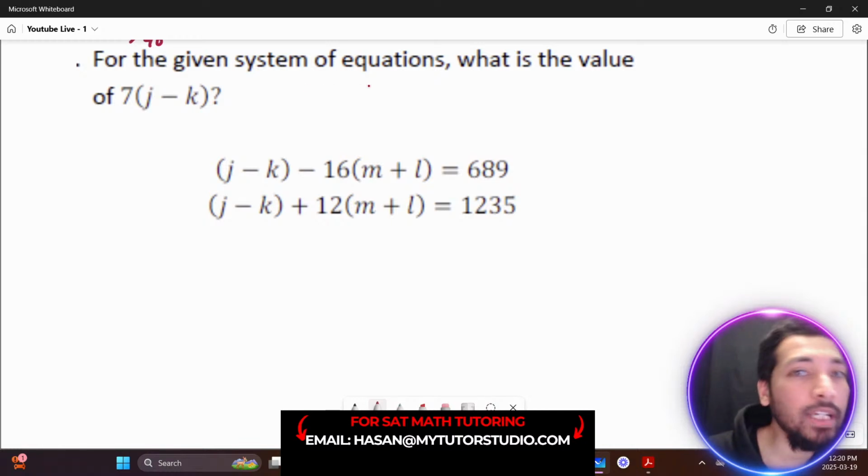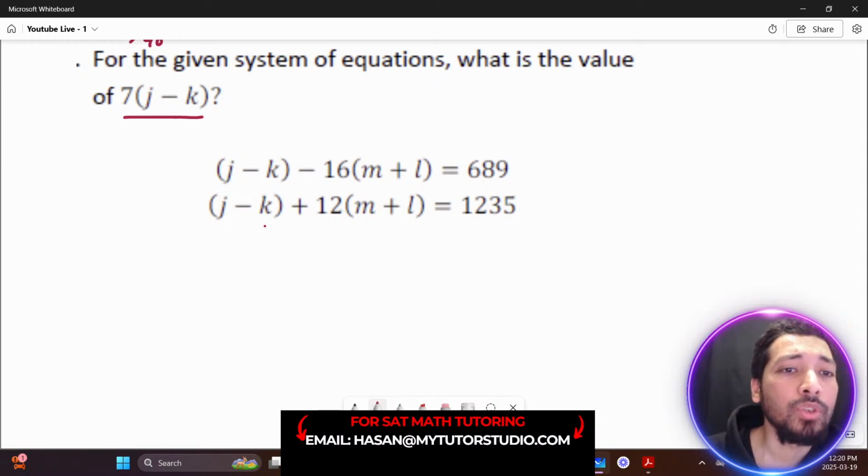For the given system of equations, what is the value of 7 times j minus k? So if you look at these two equations, we see that we have j minus k minus 16 times m plus l is equal to 689, and j minus k plus 12 times m plus l is equal to 1235. So I need to find 7 times j minus k.